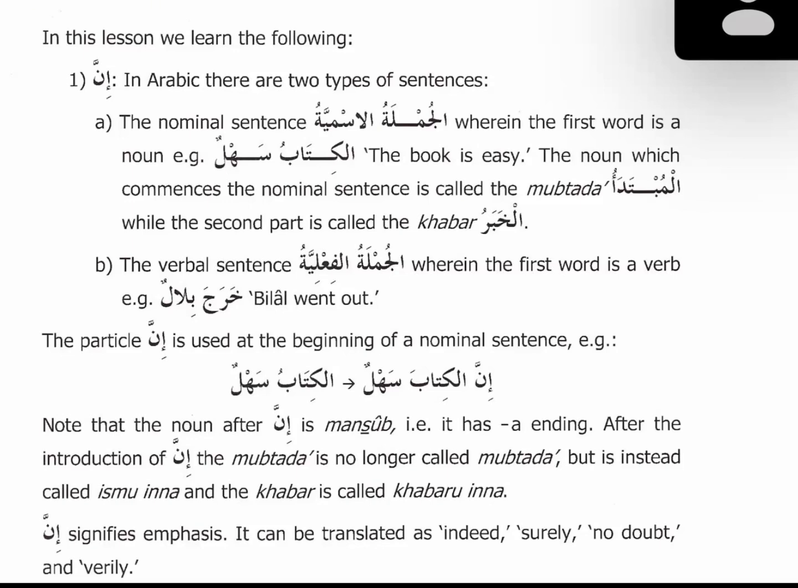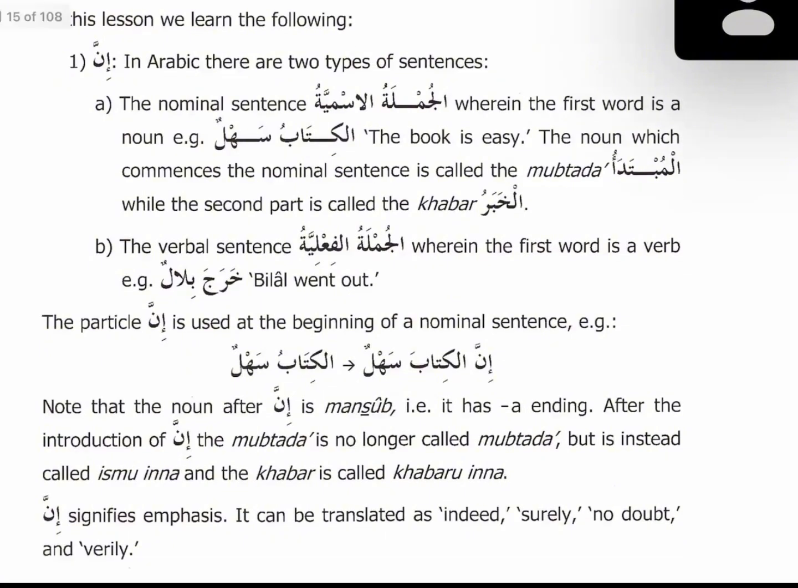So the particle inna is used at the beginning of a nominal sentence. Innal kitaba sahlun. Al-kitabu sahlun becomes innal kitaba sahlun. Why did al-kitabu become al-kitaba? Because of inna. You have to note that the noun after inna is mansoob.